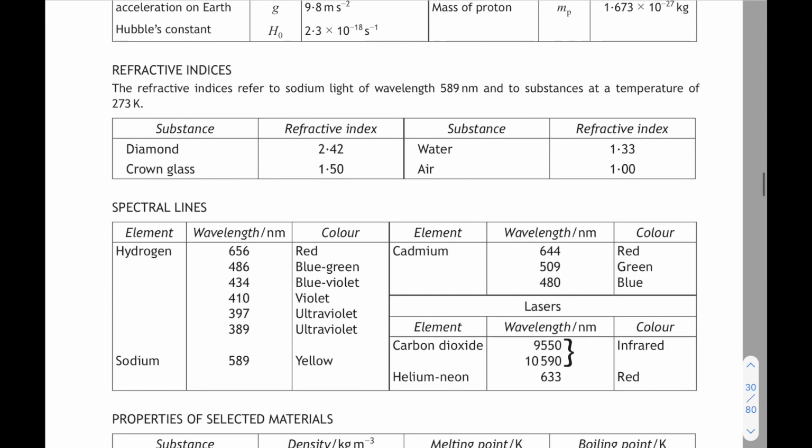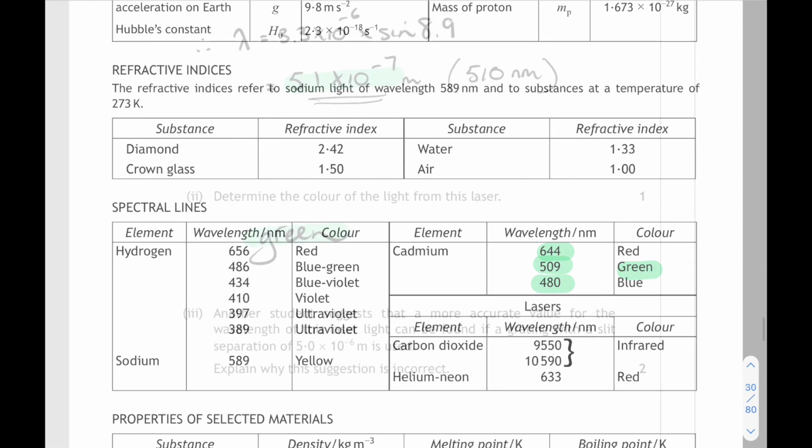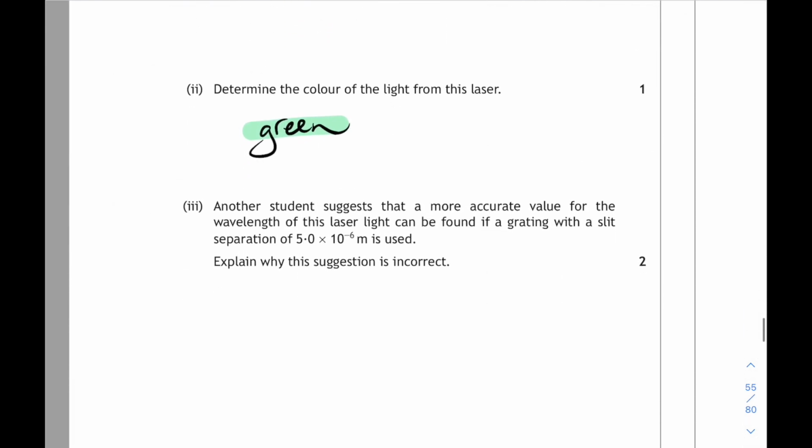There's your data sheet there that gives you approximate wavelengths of red, green and blue. If we look at the element cadmium, its wavelengths there for red, green and blue, then the green is 509 nanometres. So that should give you an idea that if we've got an answer of 510 nanometres, then it's going to be green.